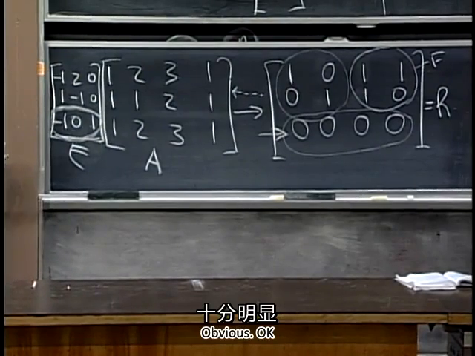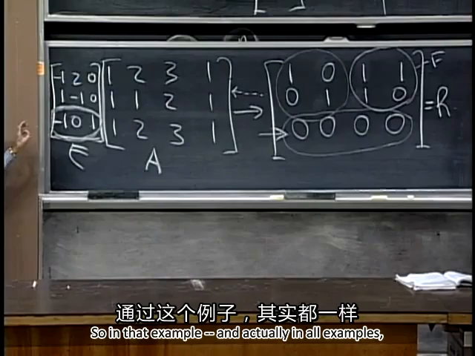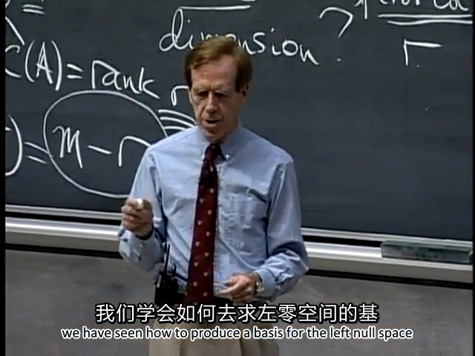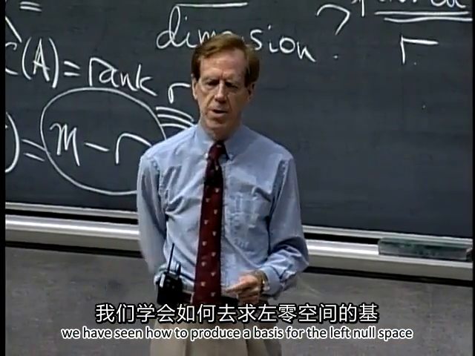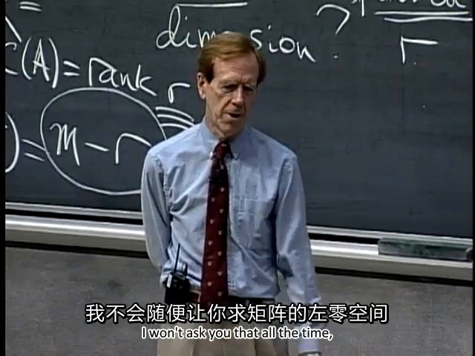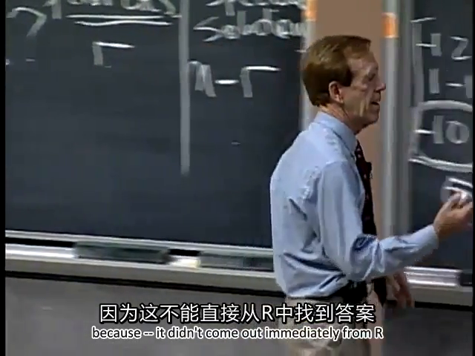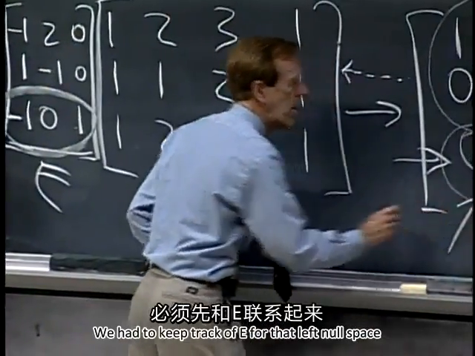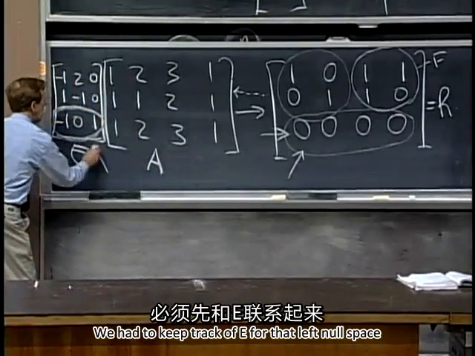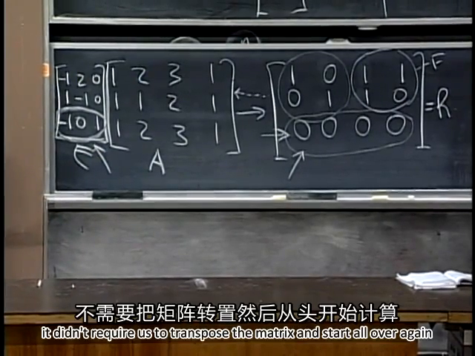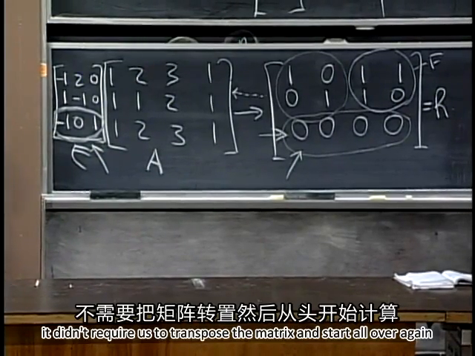Obvious. Okay. So in that example, and actually in all examples, we have seen how to produce a basis for the left null space. I won't ask you that all the time, because it didn't come out immediately from R. We had to keep track of E for that left null space. But at least it didn't require us to transpose the matrix and start all over again.